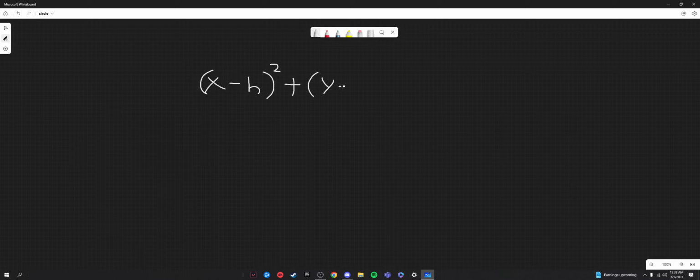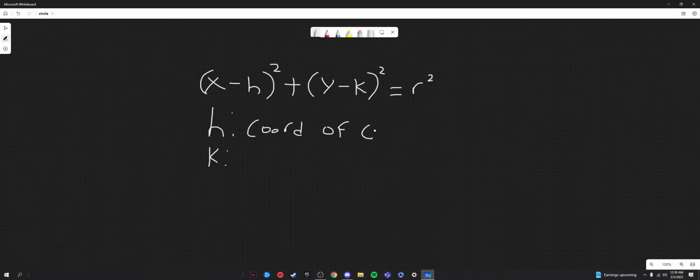So here we have our circle equation, and I'll talk a little about it and what these letters mean. We have x minus h all squared plus y minus k all squared equals r squared. Now, what does this mean? We have h and k here. These are both just the coordinates. I'm going to write "coord" with two O's. And this is going to be the coordinate of the center of our circle.